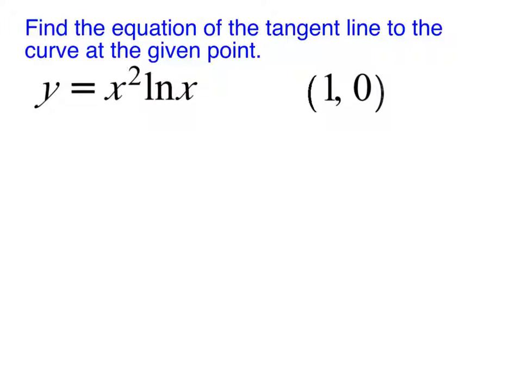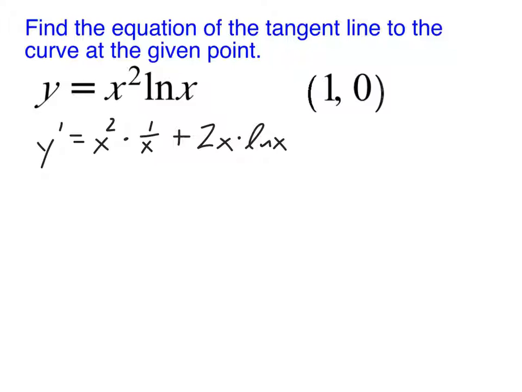So when doing this problem, we want to find the tangent line, which of course means finding the derivative. So if I'm going to find y prime here, I've got to find the derivative of x squared times natural log of x. But what rule am I going to have to use here? Yeah, product rule, because it's x squared times the natural log of x. So that means original times derivative plus derivative times original.